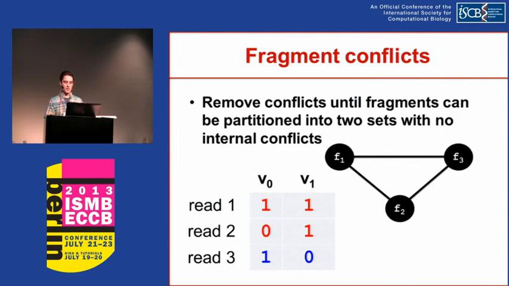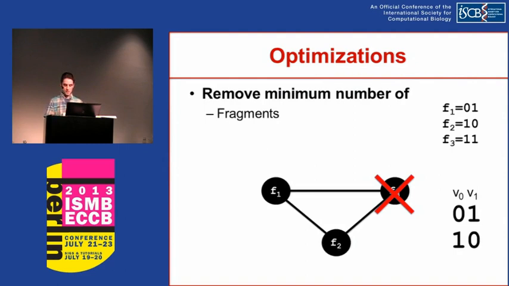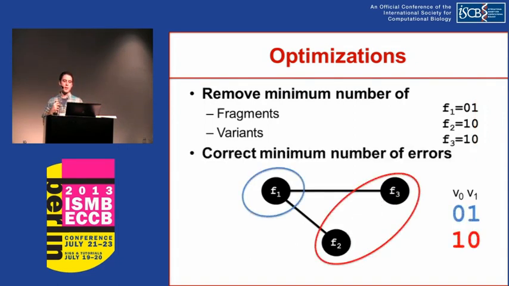So we can make a graph where we have vertices for fragments and edges between 2 fragments if they conflict. Now, because there are sequencing errors, we have to have some sort of optimization, and there are different criteria. We can remove the minimum number of fragments, the minimum number of variants, or we can correct the minimum number of errors, and this is what's used mostly in practice. So in this case, we corrected fragment 3, the second variant in fragment 3, from a 1 to a 0.